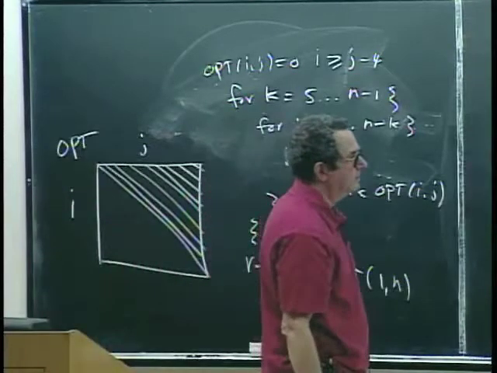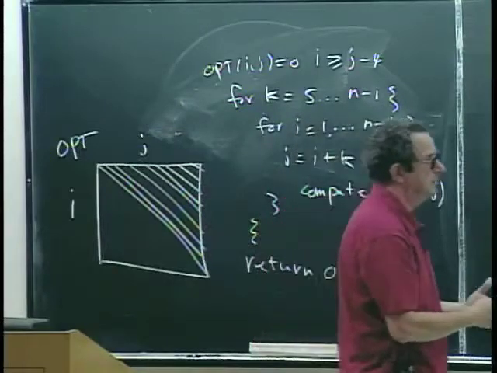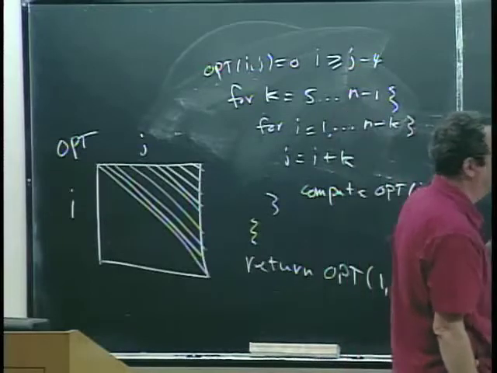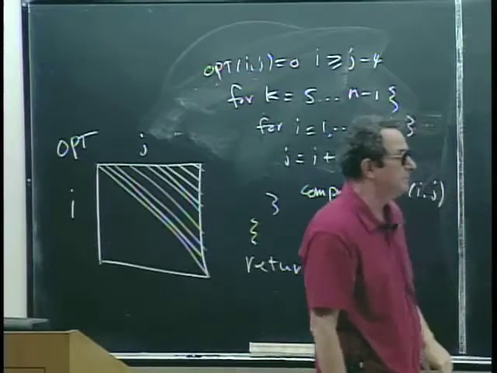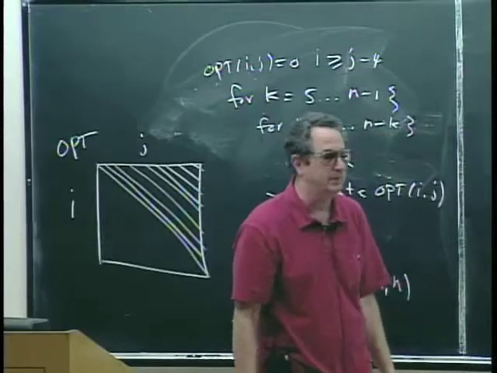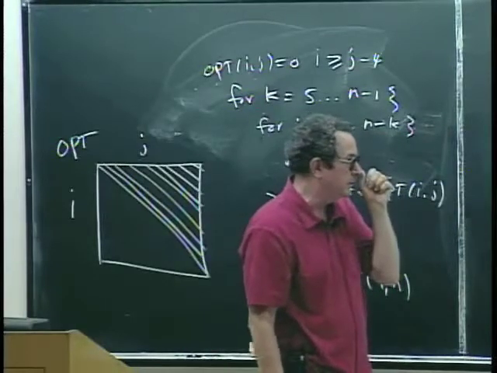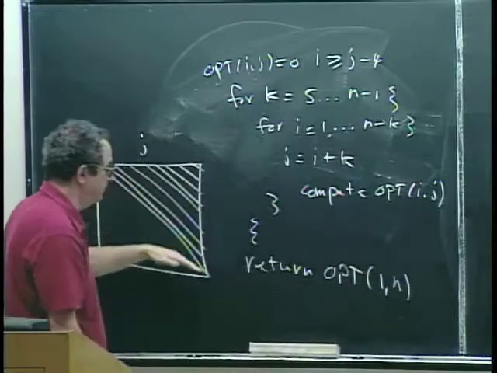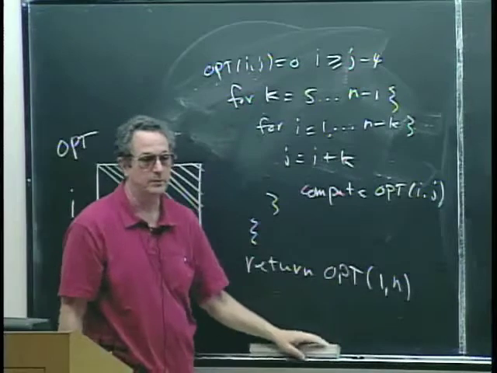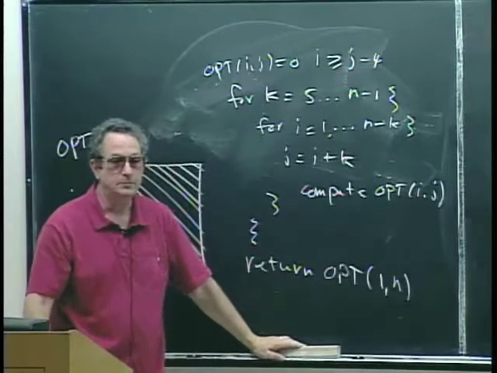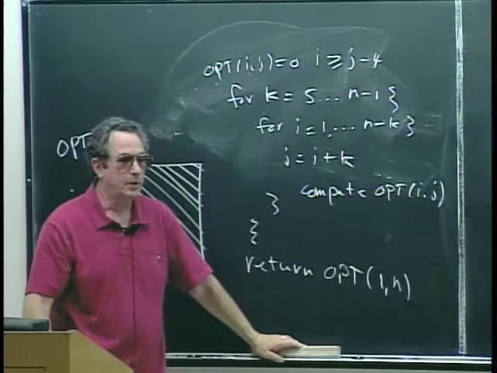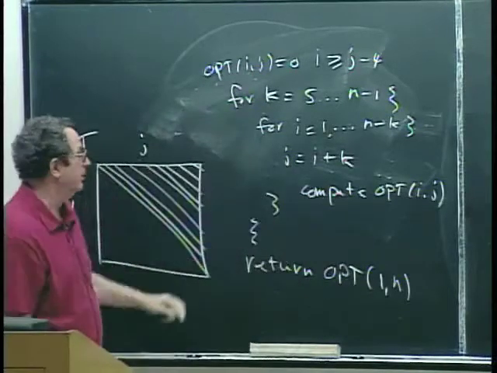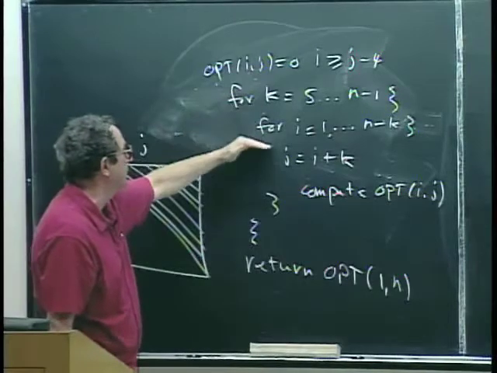Okay, now we have a correct set of recurrences. We have a way of evaluating them that looks correct. What's the time complexity? How much time does it take to evaluate all the values, that is, to fill in this table and finally return opt of 1n? Well, you can do the analysis by just looking at the pseudocode, right? Okay, so you have 2 loops here.